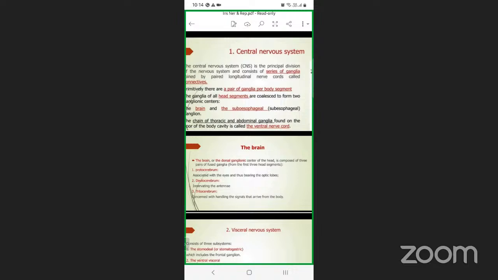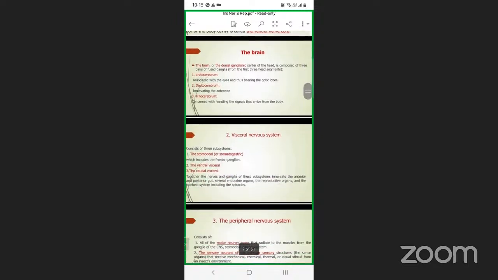The ganglia of all head segments are fused to form two ganglionic centers, the brain and the subesophageal ganglion. The chain of thoracic and abdominal ganglia found on the floor of the body cavity is called the ventral nerve cord.